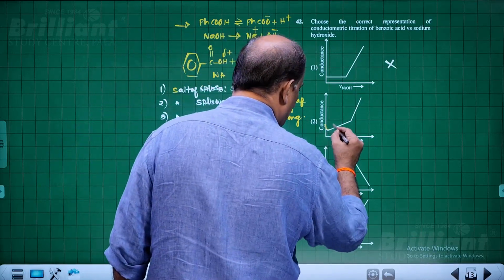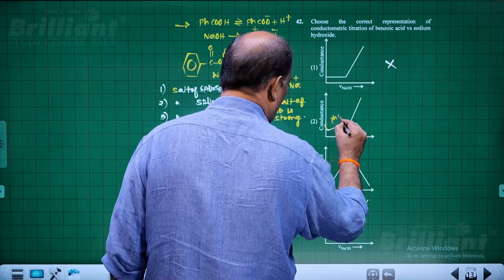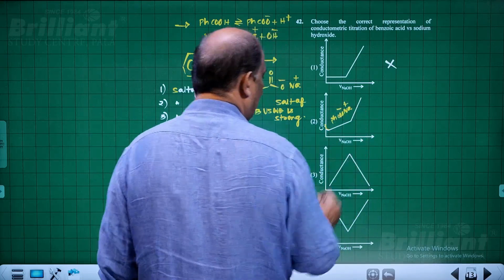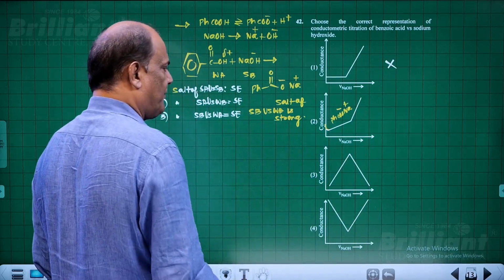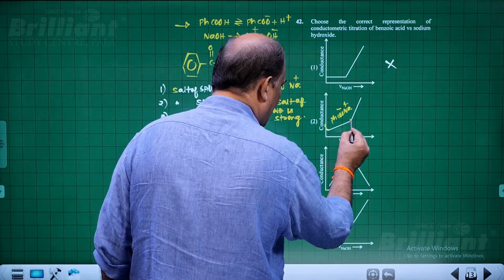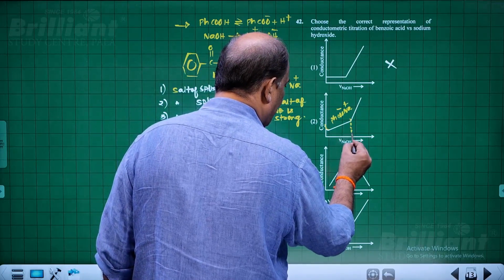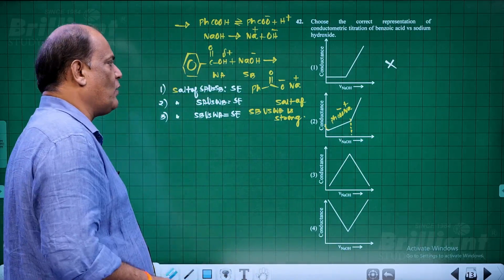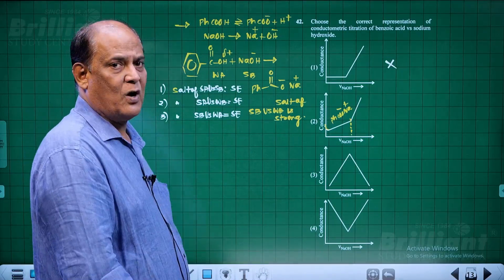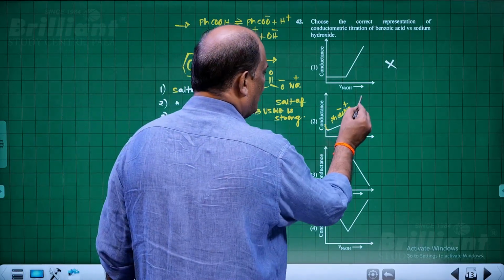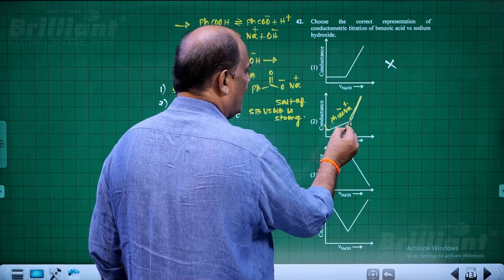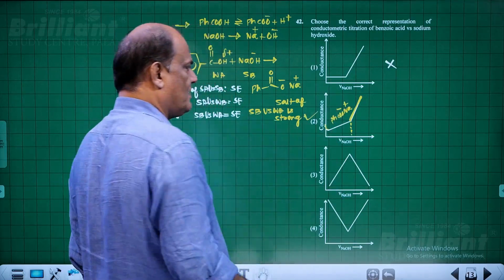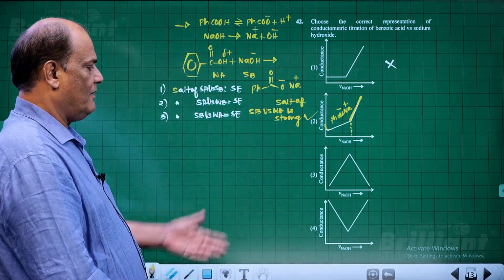Whenever it is there, this is going to be sodium benzoate, which dissociates because it is a strong electrolyte. Now this is the equivalence point, and neutralization is over. When neutralization is over and sodium hydroxide is still added, the sodium hydroxide is a strong base, so there is going to be an abnormal increase. That's why this is the only correct one. The second one is correct, the first one is not correct.